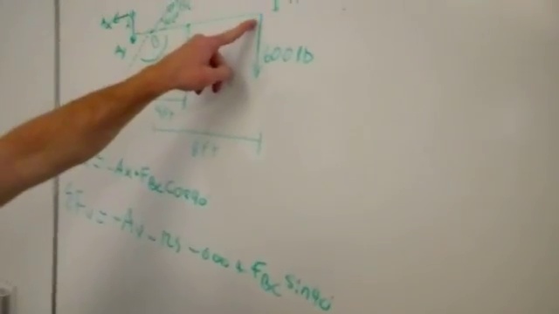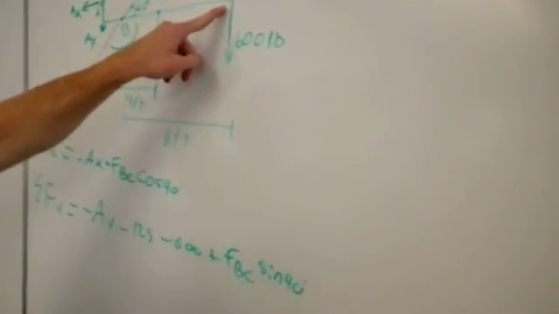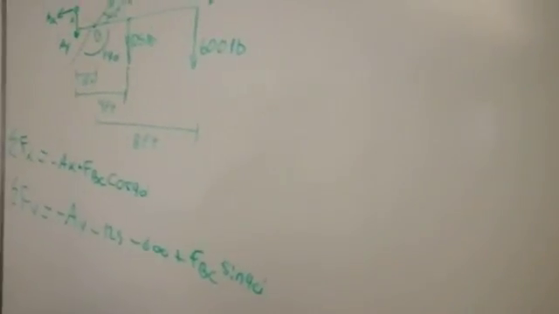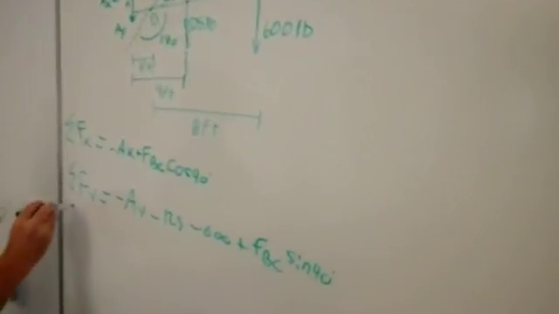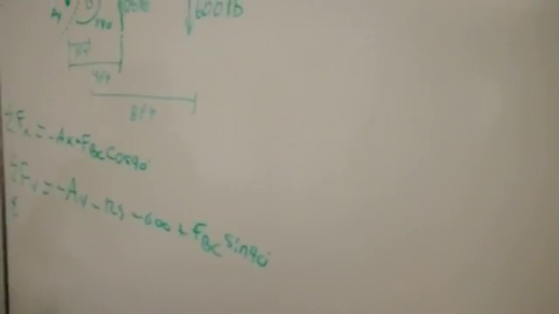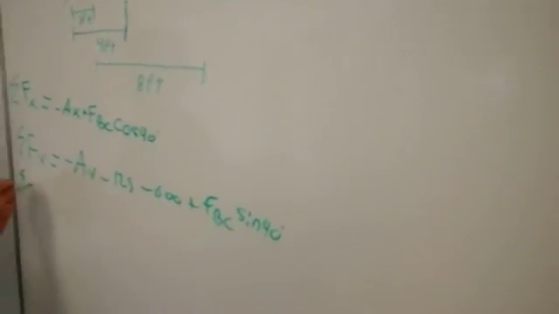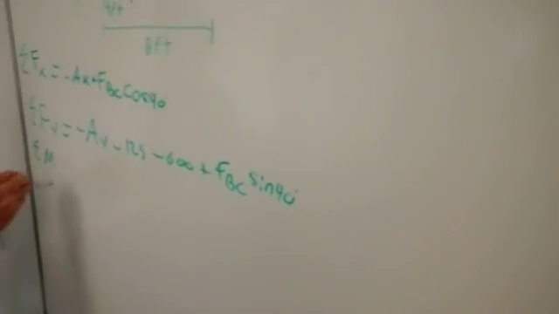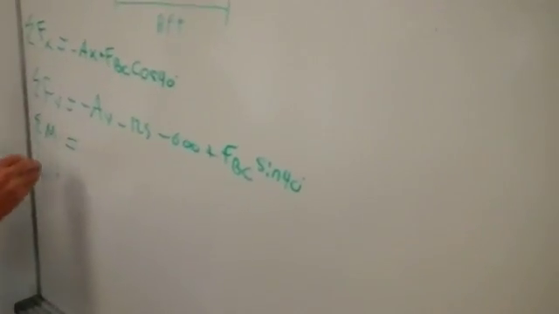Wait, fixed. Moment around what? Don't we need a moment for the third equation? Yeah, you need a moment. And you can pick a moment and do a moment anywhere. It has to add up to 0 no matter where you pick. You can do a moment at A, at B, at C, or at G.